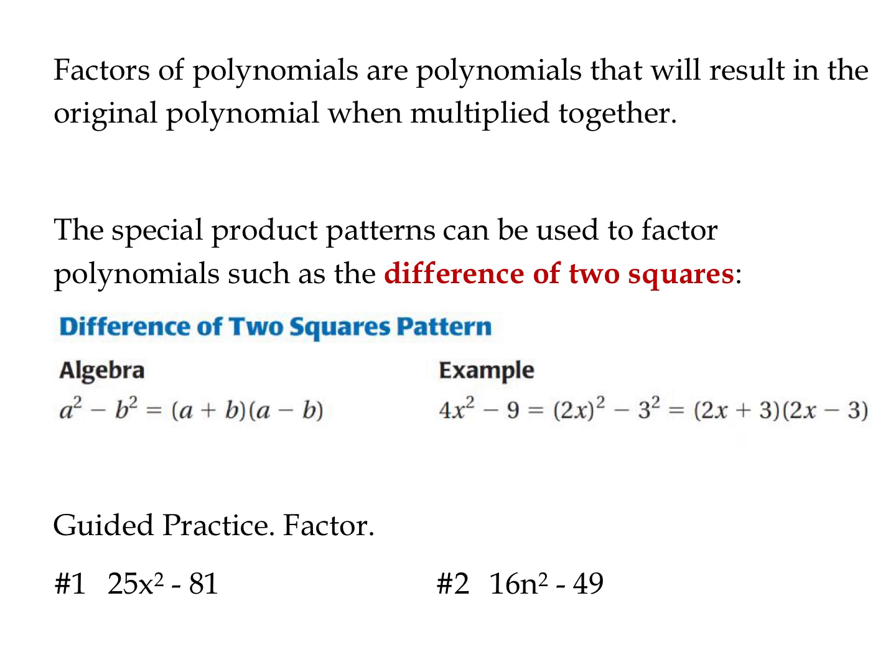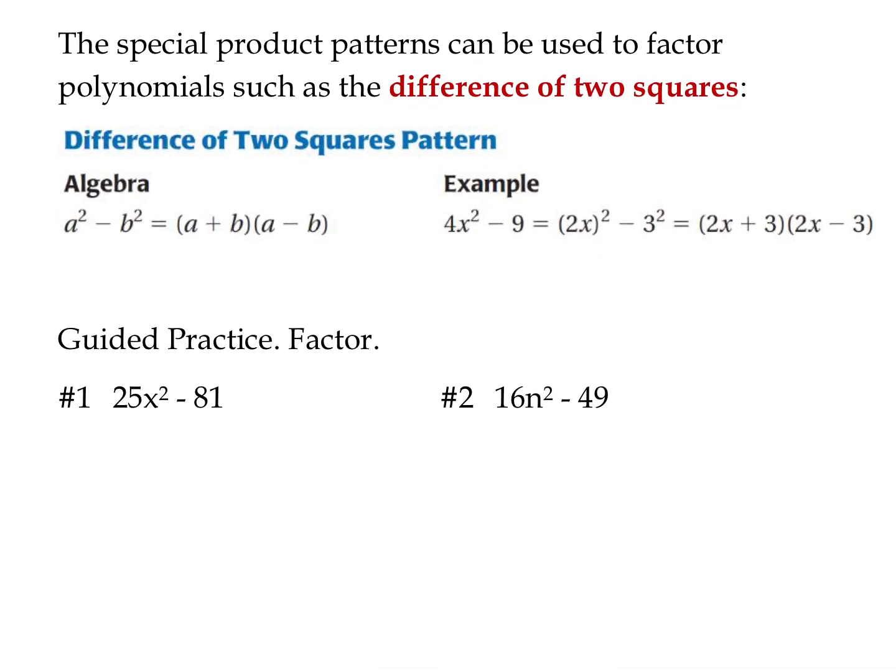So let's see what that looks like when we factor some difference of squares here. 25x squared minus 81. So we want to find out what would multiply together and give us 25x squared. Well, that would be 5x. What would multiply together and give us 81? Well, that would be 9. And the difference of squares means they're going to have a binomial where there's two different signs. So 5x plus 9 and 5x minus 9. And you can write the minus 9 first and the plus 9 as the second binomial. It doesn't matter. They just have to be one plus and one minus.